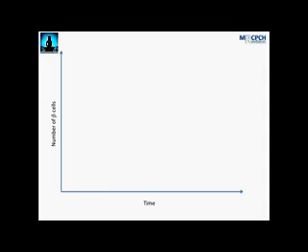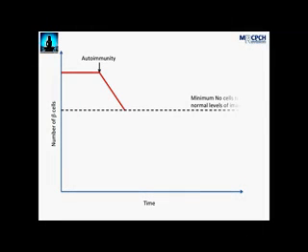So here we have a graph representing time and the number of beta cells in the pancreas. And in normal individuals, that number remains pretty constant. But in diabetes, when we have the autoimmunity beginning, we then begin to see a falling number of beta cells. And this continues until we reach a level where we can no longer produce enough insulin to maintain a normal glucose level.